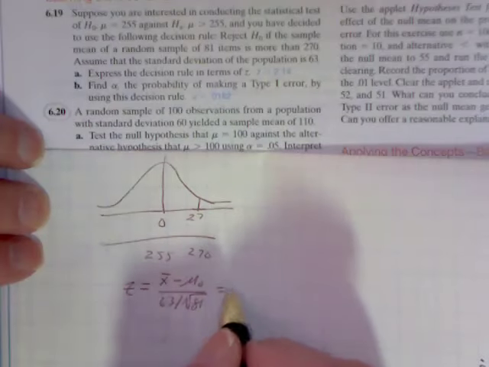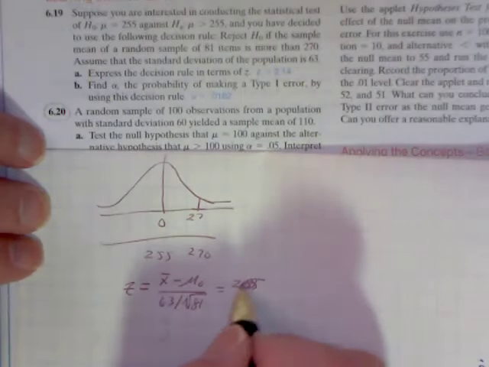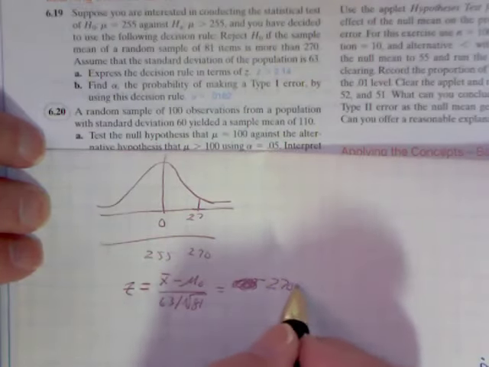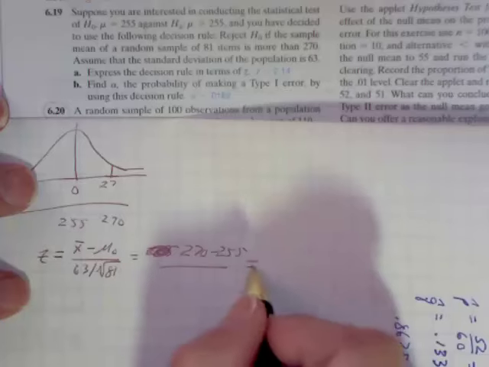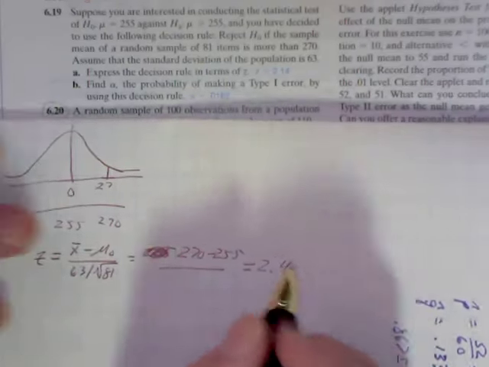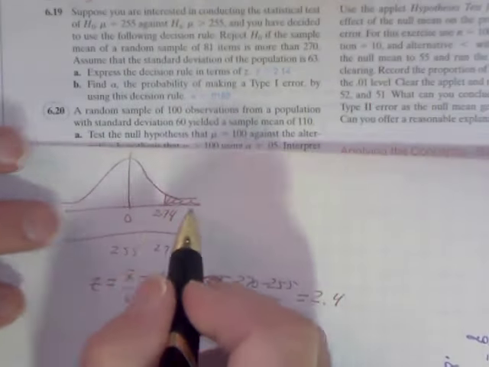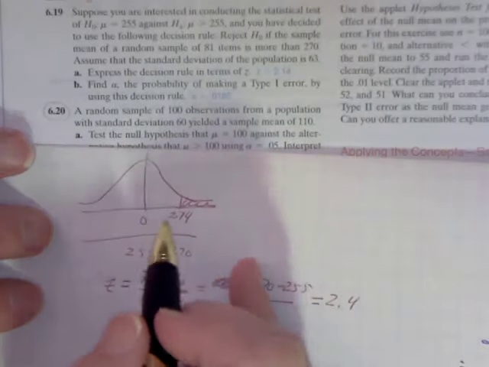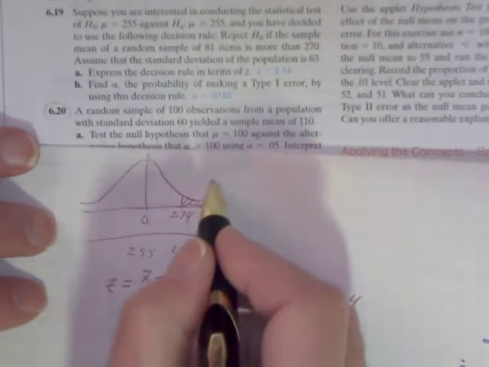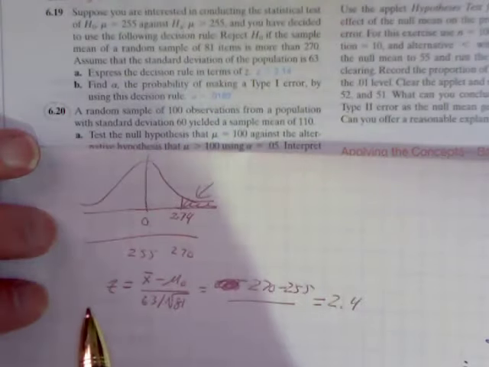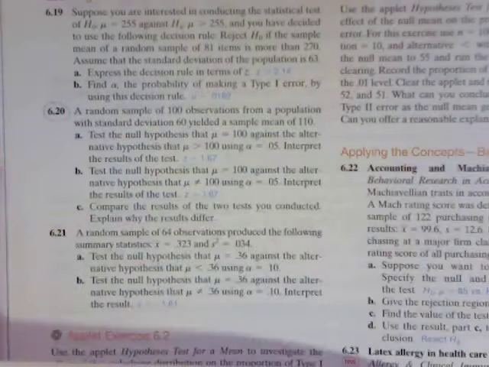So if you did this math, 270 is what we have to measure, minus 255, over this. And this would come out to be 2.14. So this z value is 2.14. If we take a sample and it's greater than 2.14, then we can reject. Or we could also say if we take a sample and it's greater than 270, we could reject. That's the idea. Alpha is the probability of making a type 1 error. So we'll do one more.